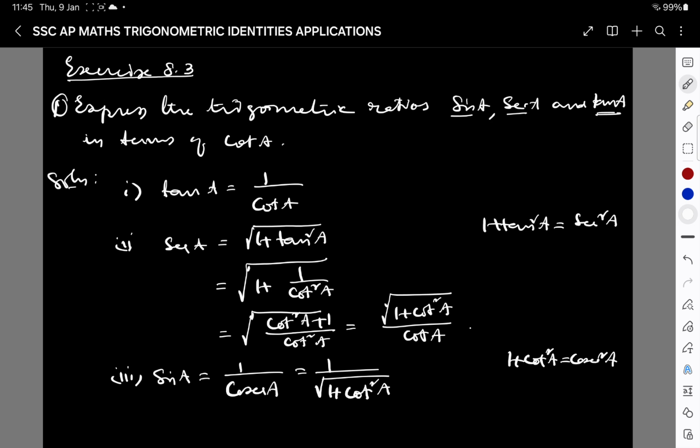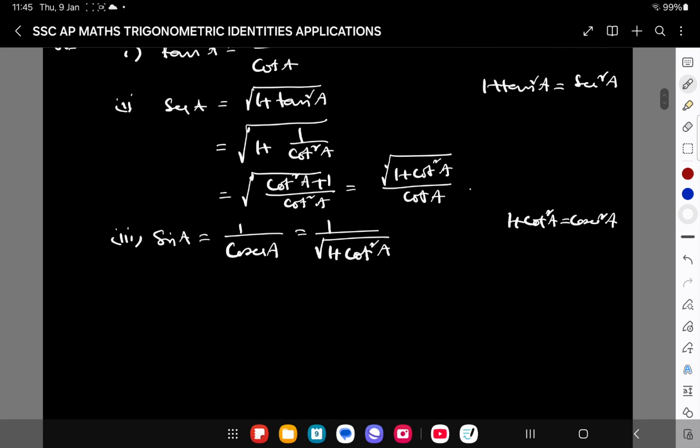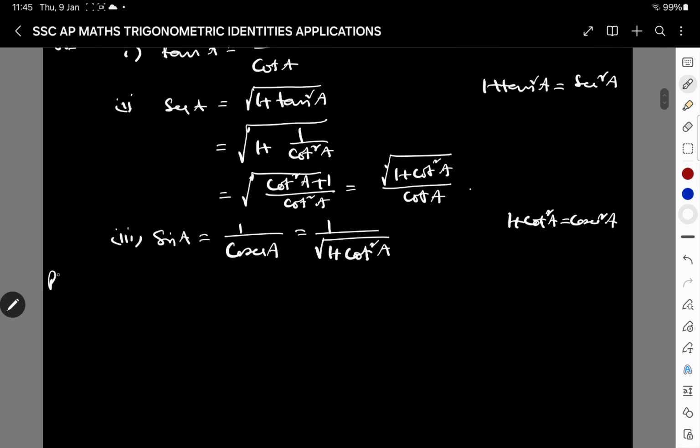The same sort of a sum is given in worked out example number 9. And in the worked out example number 9, you have to express cos, tan and secant in terms of sine. Of course, I will do it here. Example, this is page number 34 and sum number 9. This is worked out example.